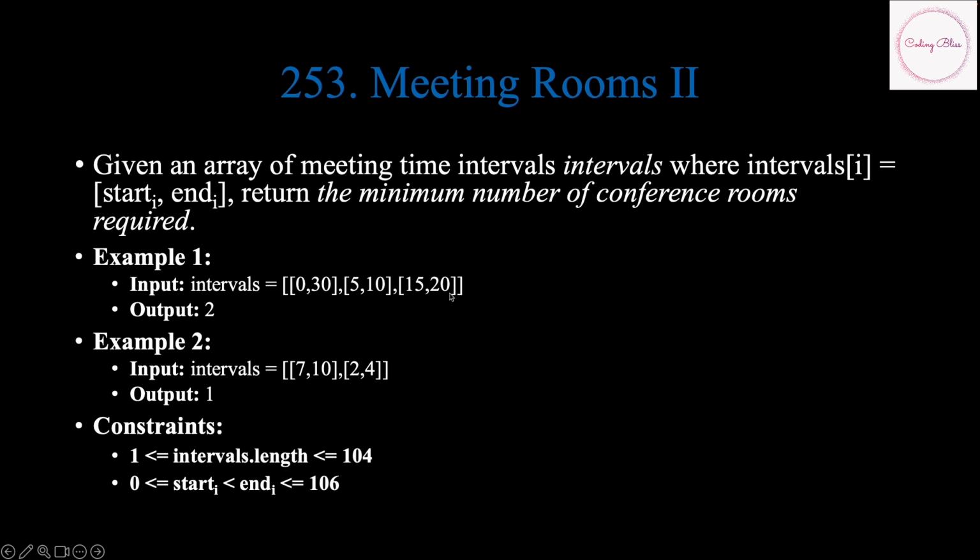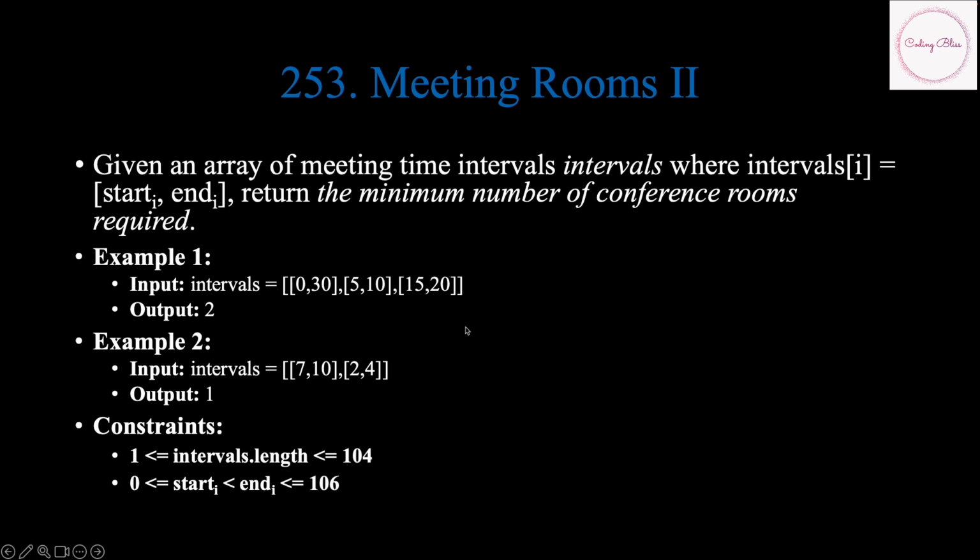Same with 15-20, this has an overlap with 0-30. So between 15 and 20 also, I need two meeting rooms. So at any given point, you need at least two meeting rooms to have these meetings going on.